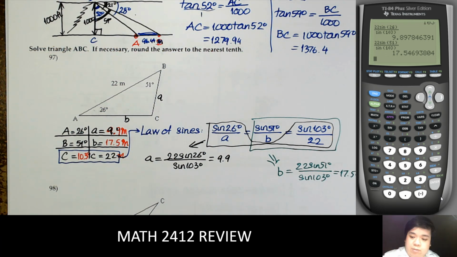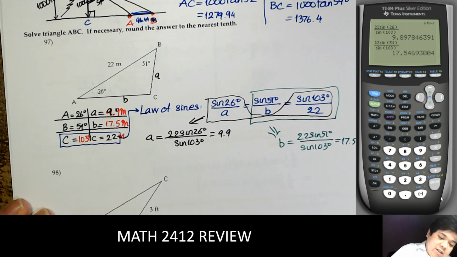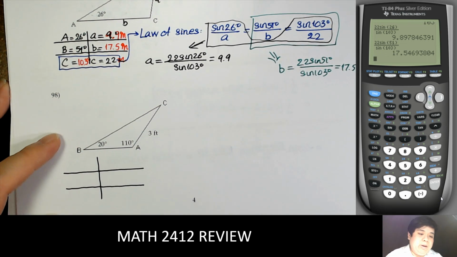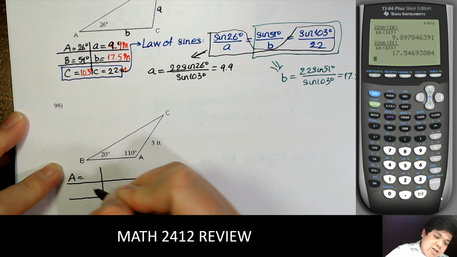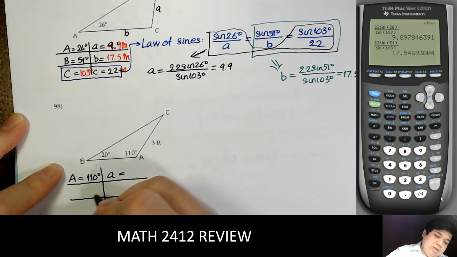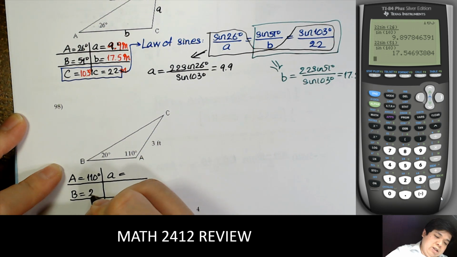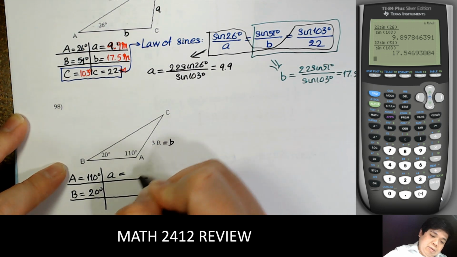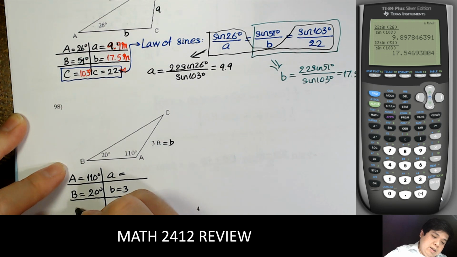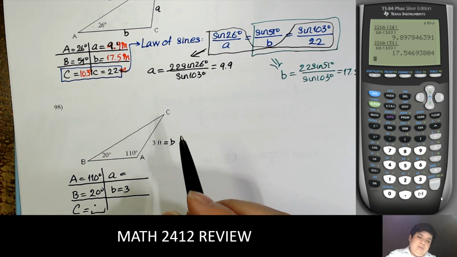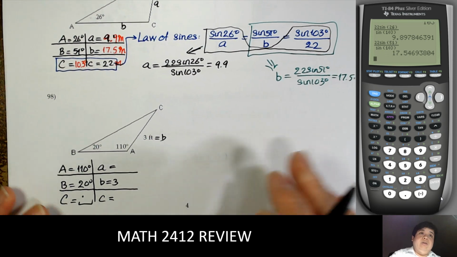Right, so that's the first one. Again, I'll summarize the data. What we know and what we need to find. Angle A is 110 degrees. Little a, we don't know that. Angle B is 20 degrees. Little b is 3. C, we don't know. And little c, we don't know as well. So that's what we have.